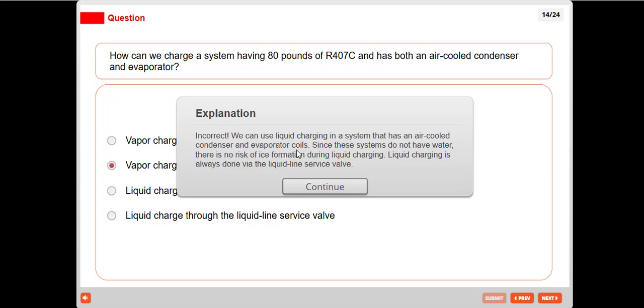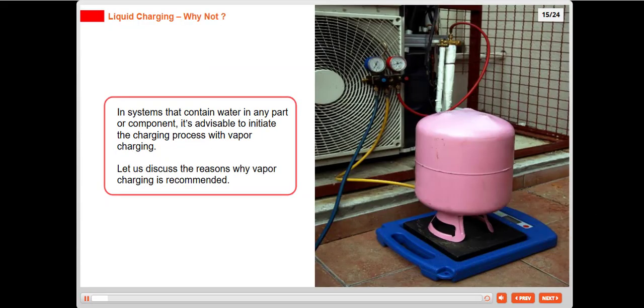Since these systems don't have water, there is no risk of ice formation during liquid charging. Liquid charging is always done via the liquid line service valve. So liquid charge through the liquid line service valve. In systems that contain water in any part or component, it's advisable to initiate the charging process with vapor charging. Let us discuss the reasons why vapor charging is recommended.